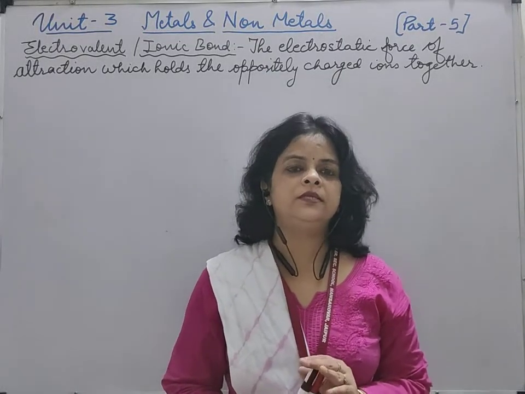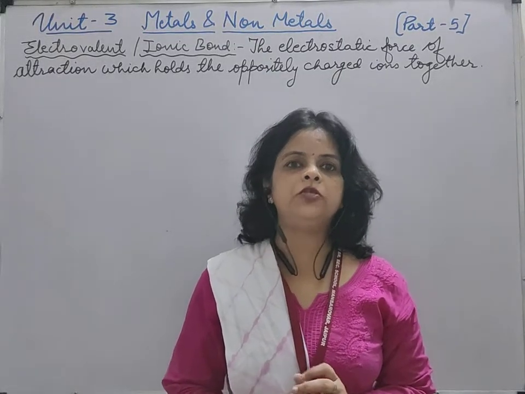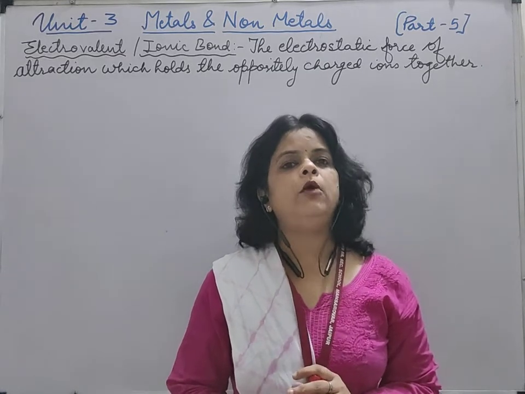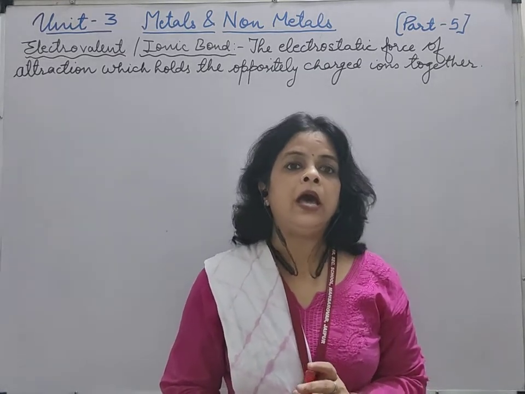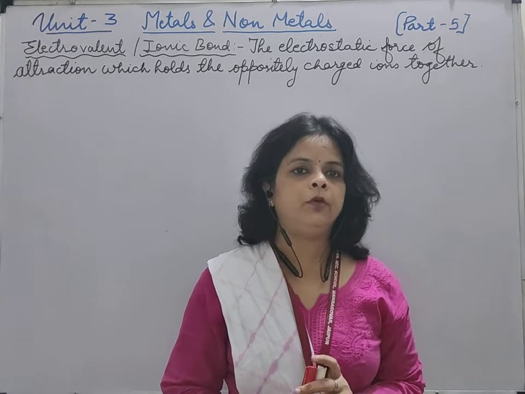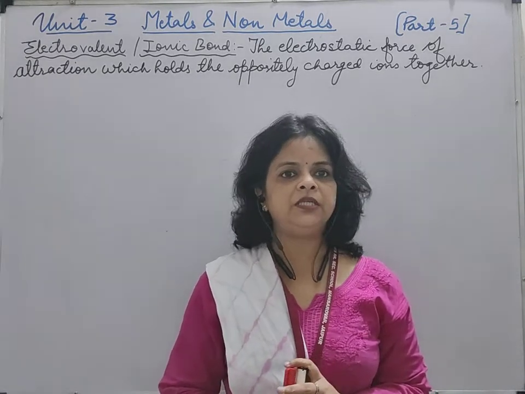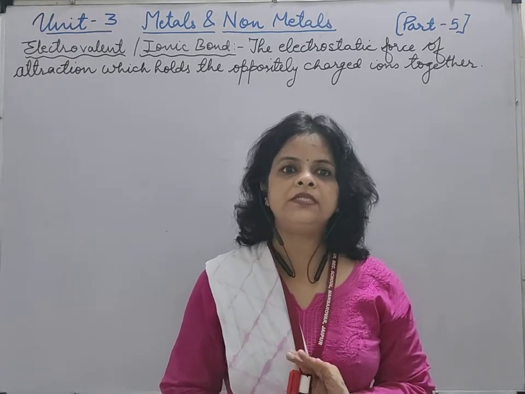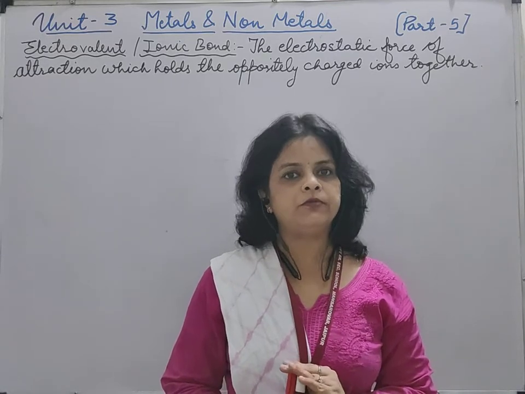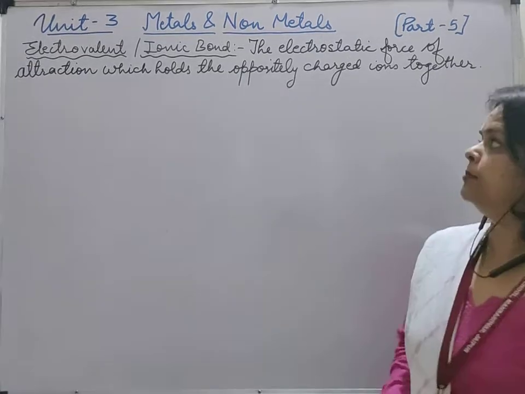Good morning, students. We had completed our properties of metals and non-metals, and now we are going to start with the ionic bond. Ionic bond is also called electrovalent bond. First, we will see the definition, and then we will understand what an ionic bond is and how it forms. So let's start with the definition part.